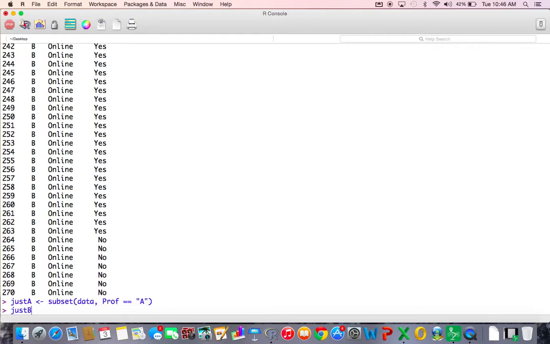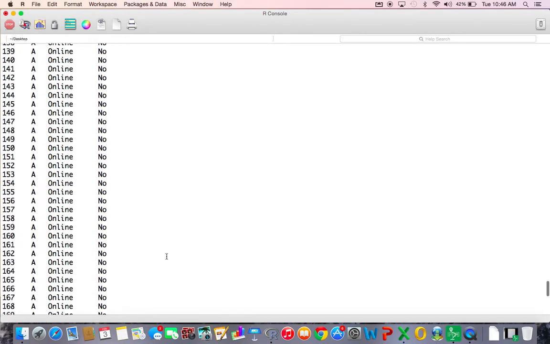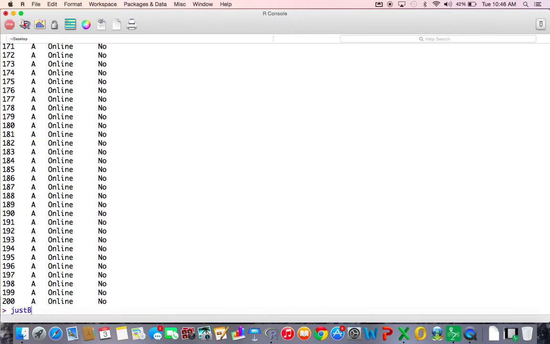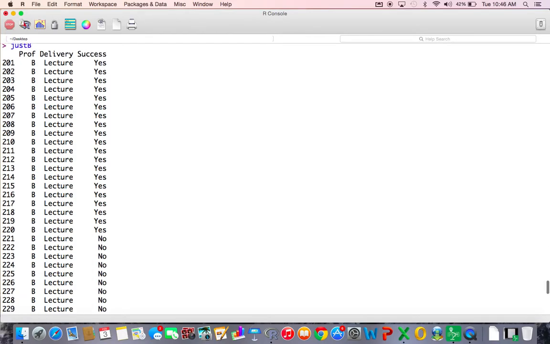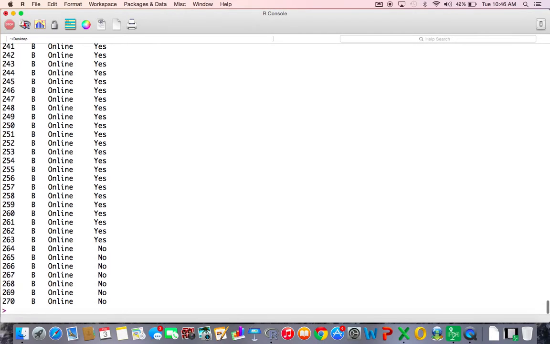Guys, I want to do the same thing for Professor B. Set up another data frame from the initial data frame. Now, just to make sure, let's just go just A, and you'll see that we just have the first 200. And if we go just B, clearly we have the next 70 for Professor B. So we want to examine the effect of the Professor A and B brought into our model that we just explored. So guys, we got these two new data frames, just A and just B.